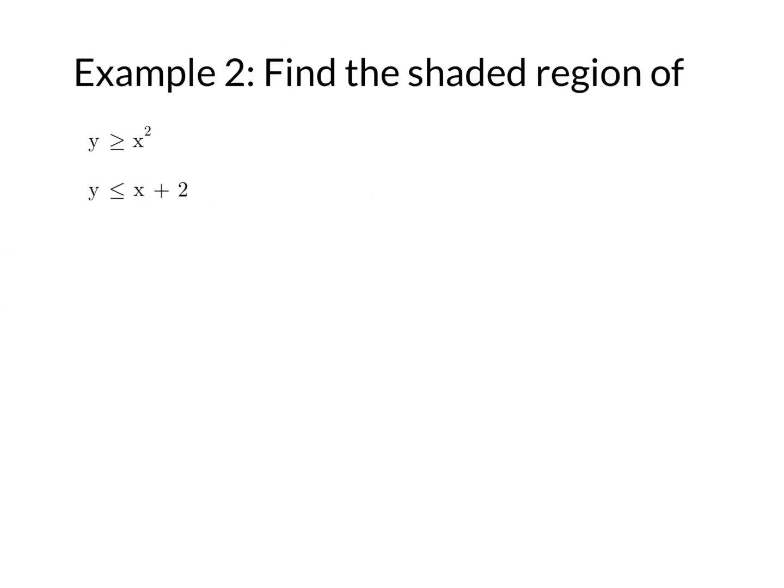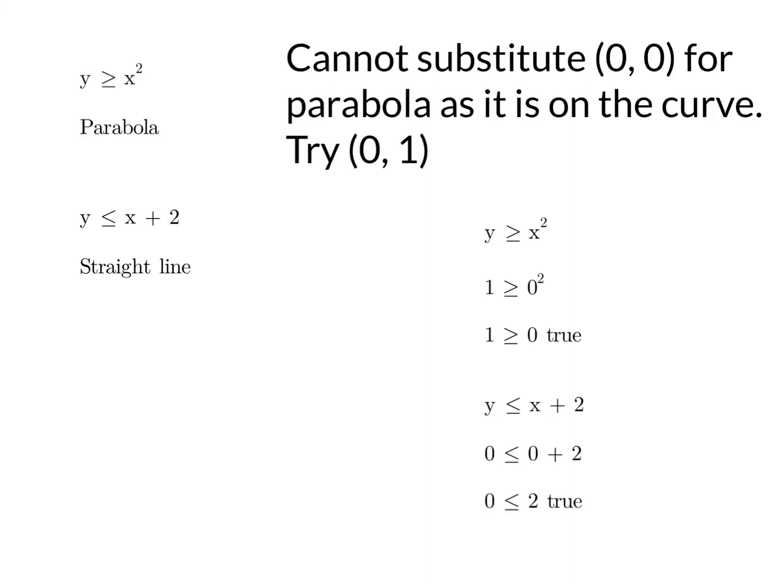So here's one that involves a parabola. So y is greater than or equal to x squared, and y is less than or equal to x plus 2. So the first one we know is a parabola, y equals x squared, and y equals x plus 2 we did before, that was the straight line.